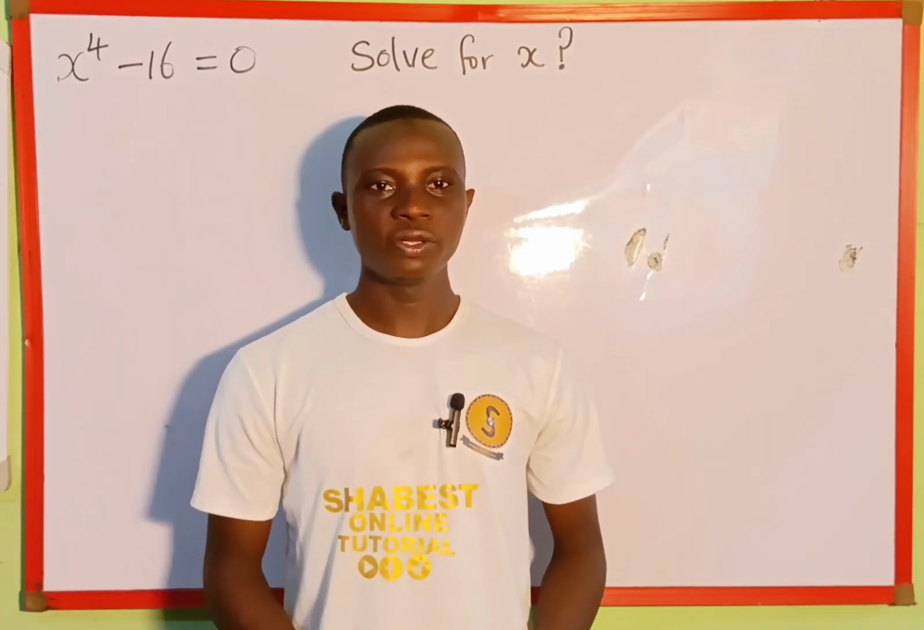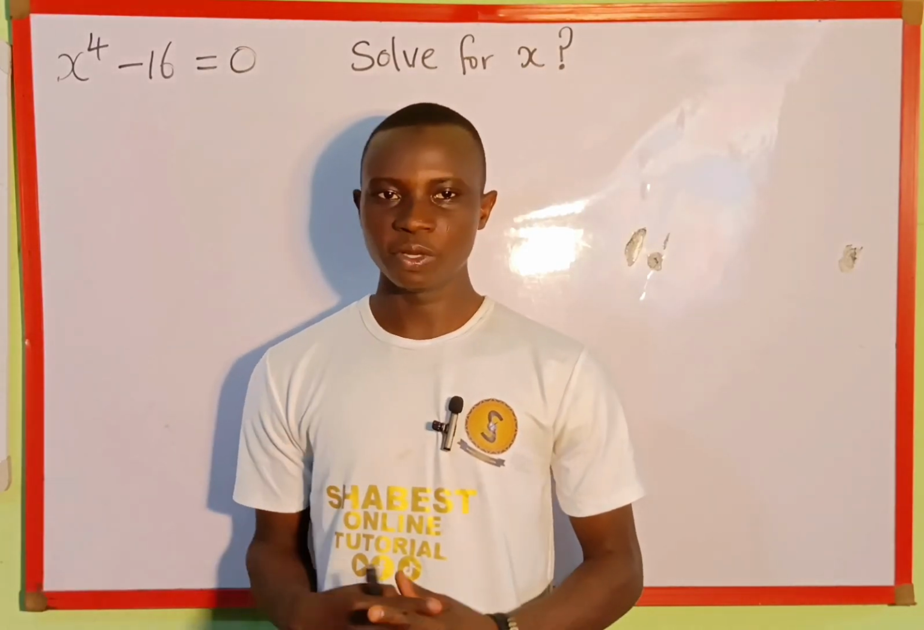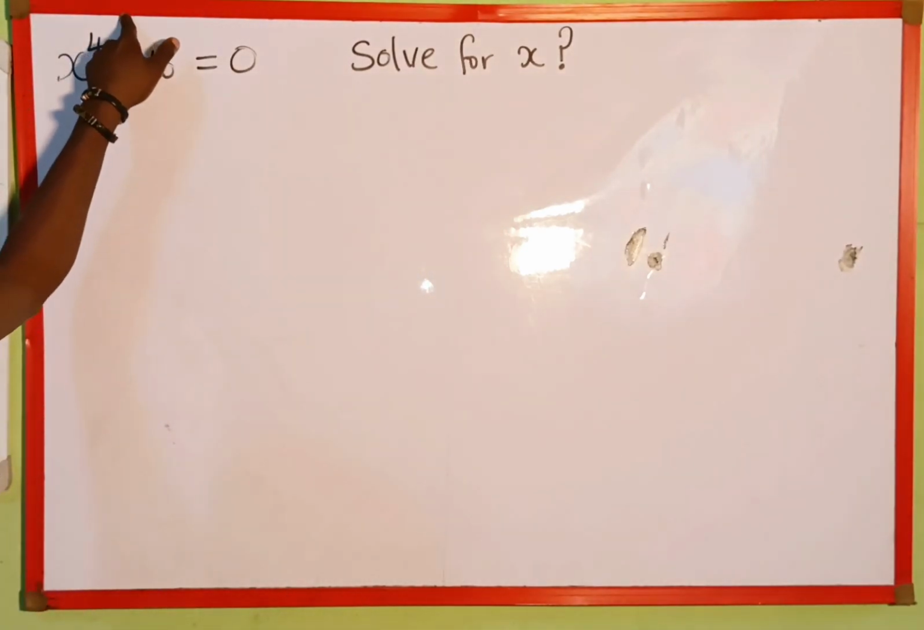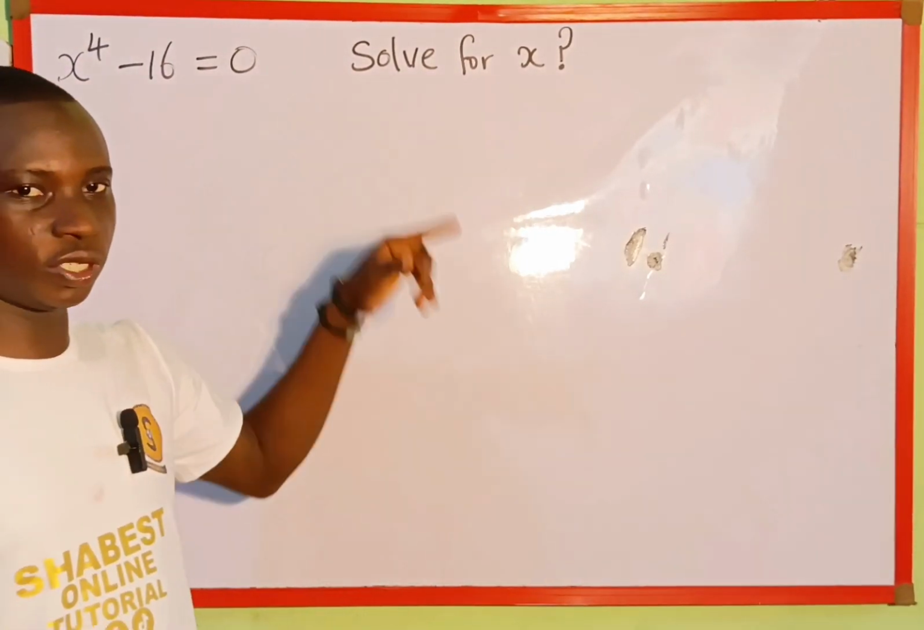In today's tutorial, we are going to learn how to solve for the value of x from this equation. And the given equation is what? X raised to the power of 4 minus 16 is equal to 0.